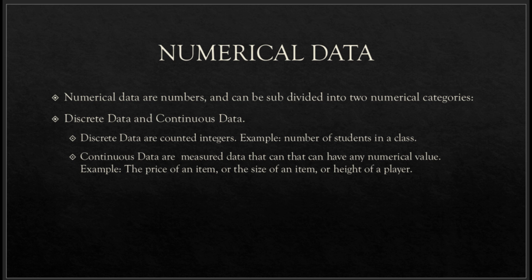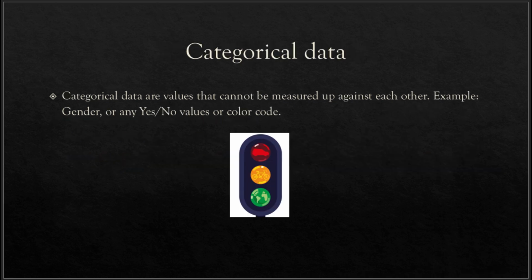Continuous data are measured data that can be any number. For example, the price of an item, the height of a player, or the size of an item. Categorical data are values that cannot be measured against each other. For example, gender or yes/no values or color code.